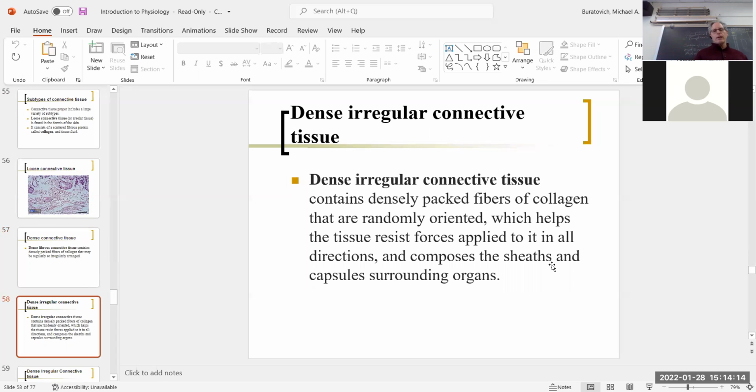Dense irregular connective tissue has the collagen again at perpendicular angles. This is what you'll find on sheaths and capsules that surround organs. So the Glisson capsule that surrounds the liver will have dense irregular connective tissue. The Bowman's capsule around the kidney will consist of dense irregular connective tissue, and so on and so forth. The peritoneum and the adventitial tissue that surrounds your body cavity is composed of dense irregular connective tissue.